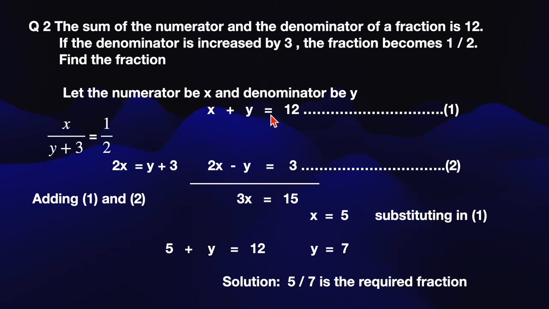Now let's write down the equations. The sum of the numerator and denominator is 12, that means x plus y is equal to 12. That's the first equation. Next, the denominator is increased by 3. The denominator is y, I'm increasing it by 3. So x upon y plus 3 is equal to the fraction 1 upon 2. Simplify this by cross multiplication: 2x is equal to y plus 3. Write it in standard form. Easily we can eliminate y when we add these two equations. Add it, you get the value of x. Substitute in this equation, you get the value of y. The required answer is x upon y, so it will be 5 upon 7.